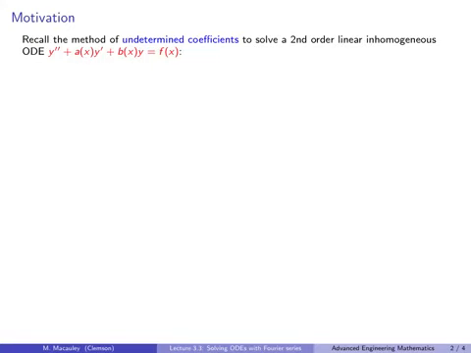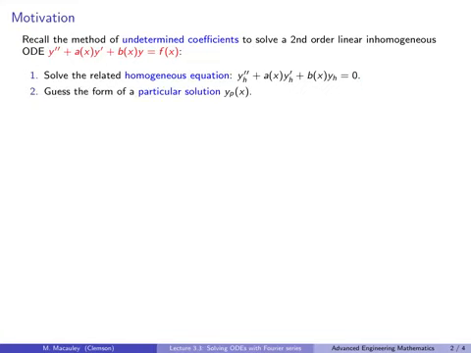It doesn't really matter. To do this, we first solve the related homogeneous equation. We set the right-hand side equal to 0, and we solve that. Then we had to guess the form of a particular solution, yp of t, and we added those together to get the general solution.